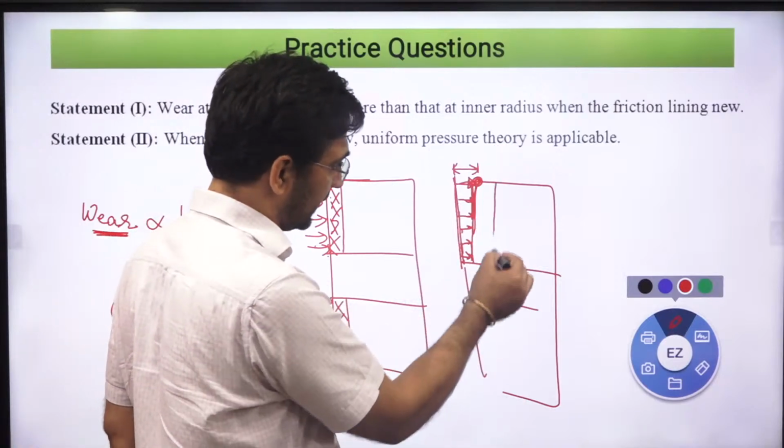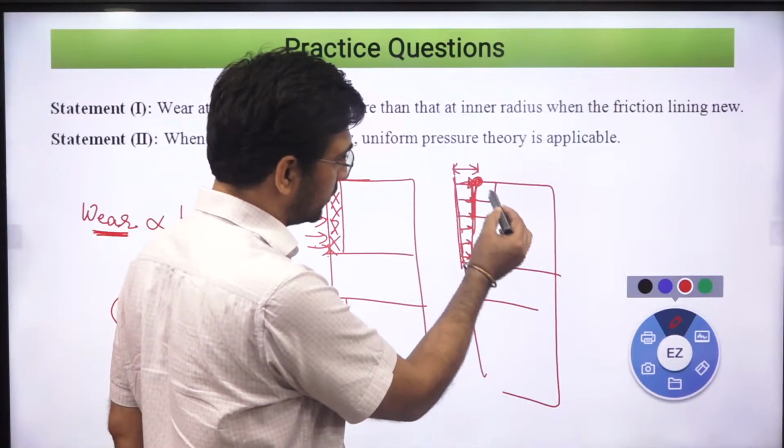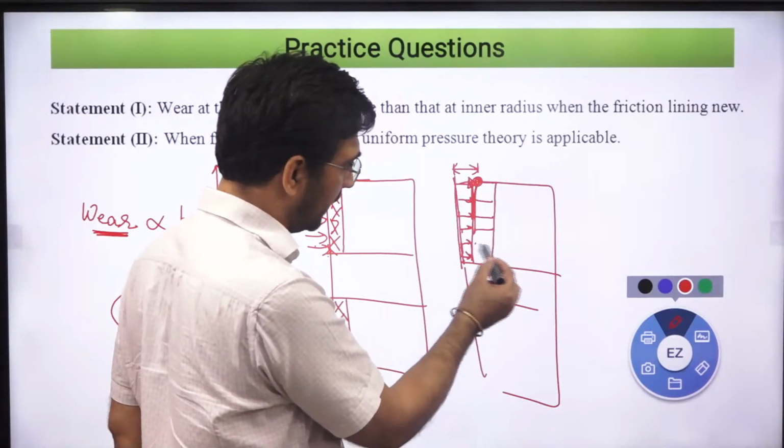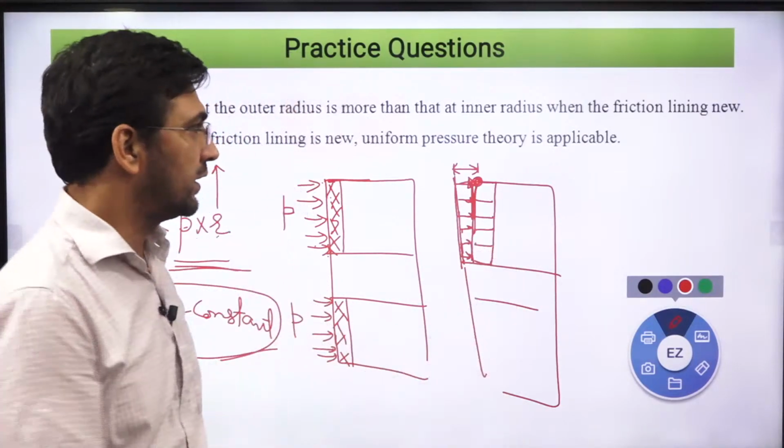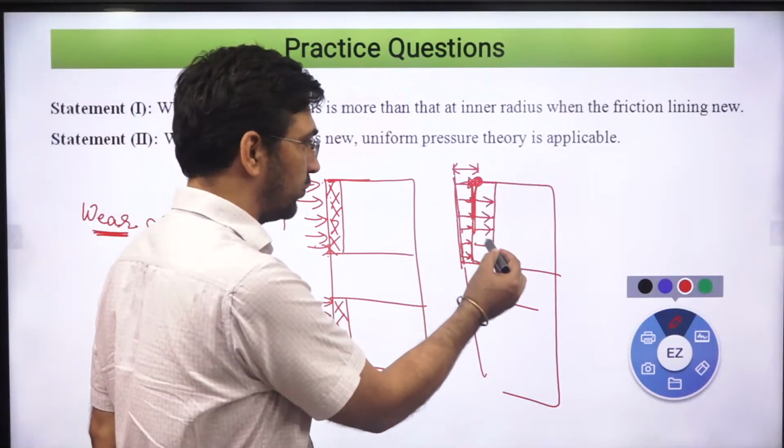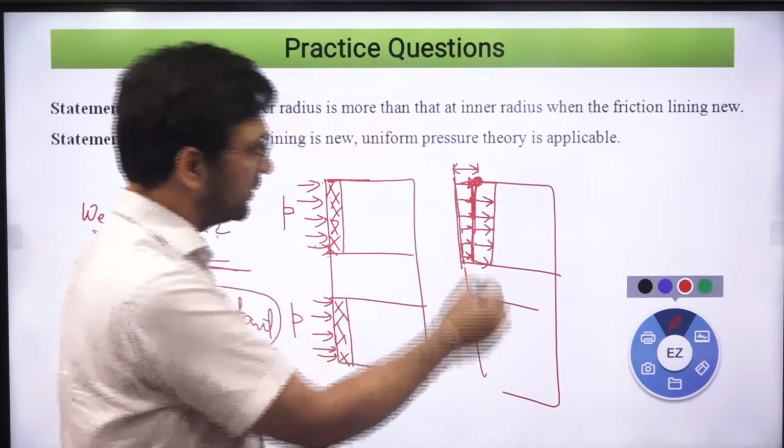So now what will happen, the next stage will come like this. So here also the same wear, here also same wear, here also same wear. That way it will happen, but that is the next step as per the uniform theory. But initially, this is going to be the situation.